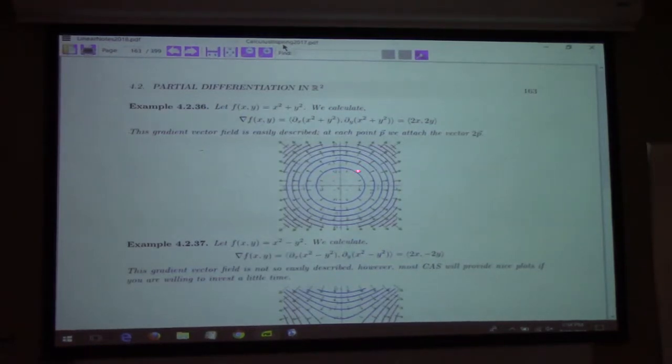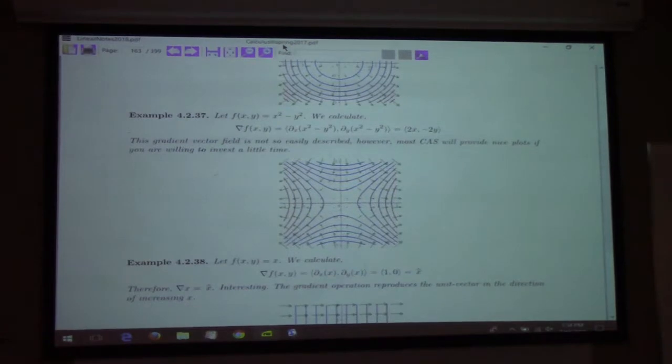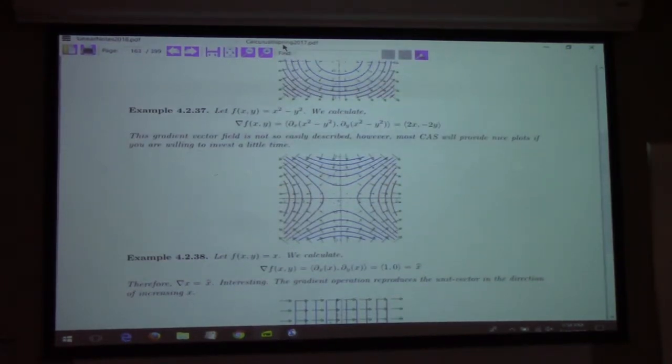You notice something about the relation of the gradient vector field, which is green, and the level curves. Do you see what the relation is? They're perpendicular. So there's the gradient vector field for x squared plus y squared. This is the gradient vector field for x squared minus y squared. Those are the level curves, hyperbolas. Always perpendicular.